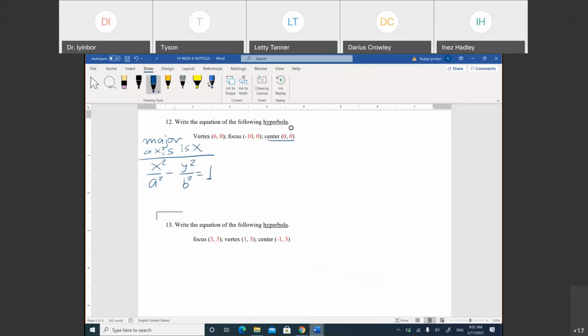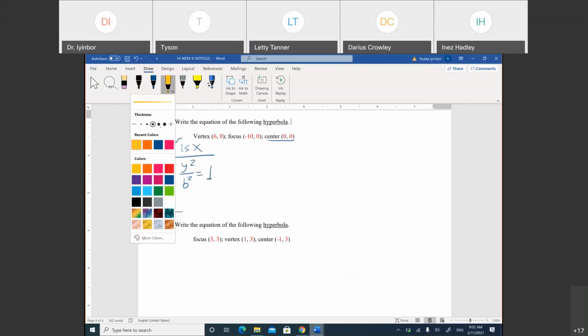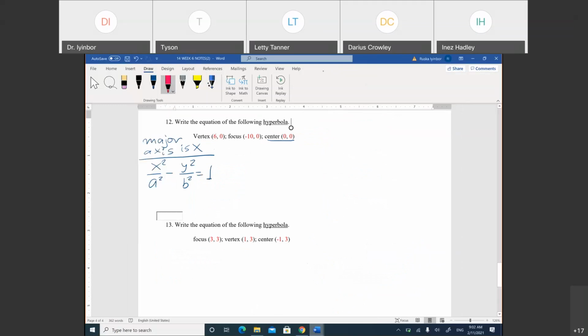So now let's see what is given. From the vertex, we're gonna get A. So what is A? 6, the same like ellipse. From the focus, you're gonna get C. What is C?